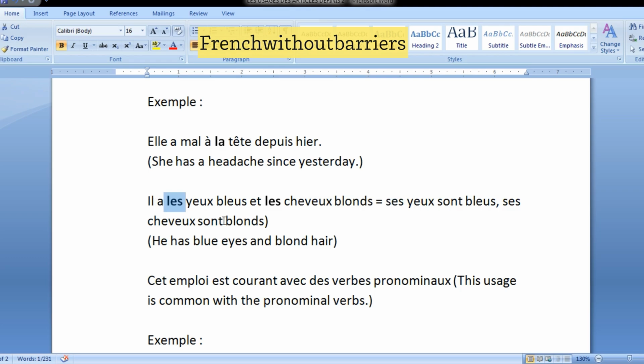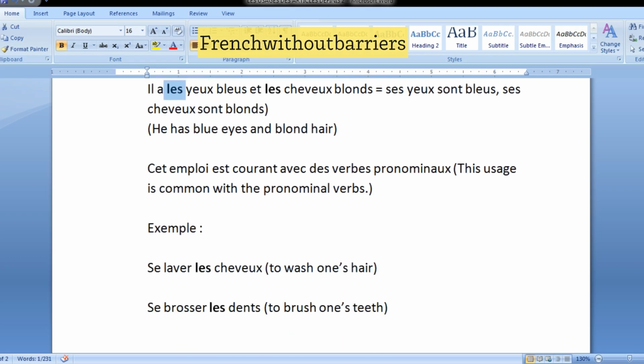Now guys, this usage of your definite articles is very common with your pronominal verbs or reflexive verbs. Cet emploi est très courant avec des verbes pronominaux. Now let's see two examples here. Se laver les cheveux. Ideally this should have been to wash one's hair, and ideally there should have been a possessive adjective here, but no, you don't use possessive adjectives, you use the definite articles. So you are using se laver les cheveux.